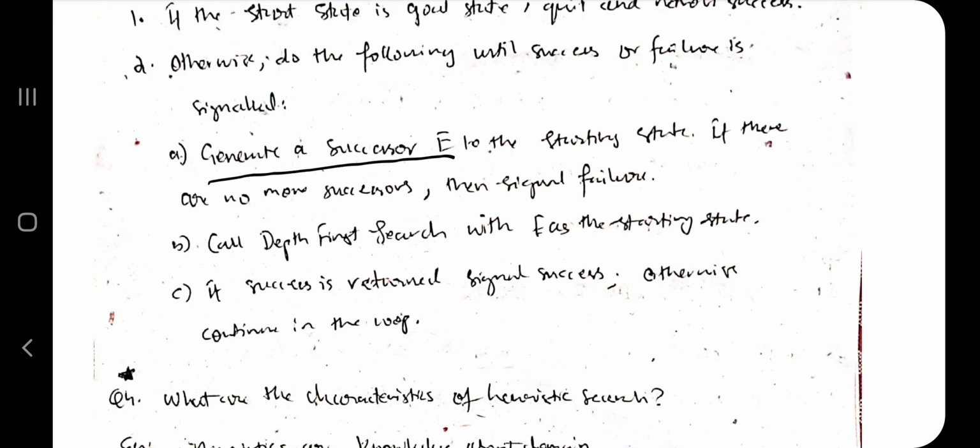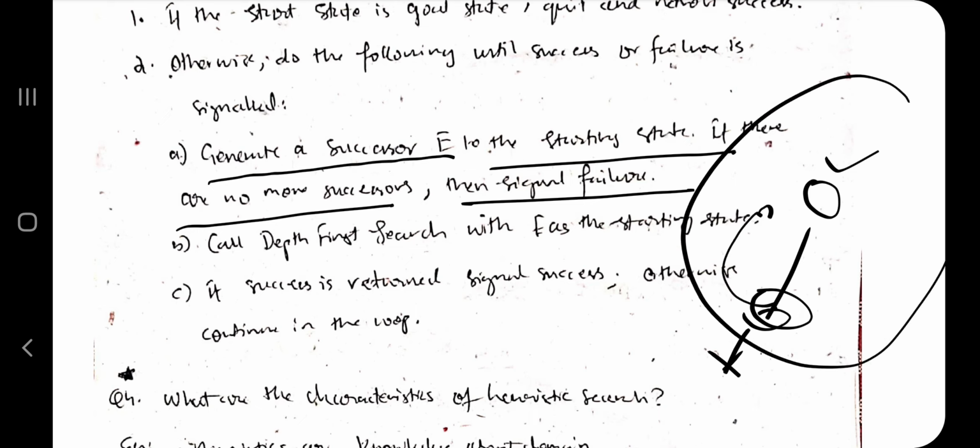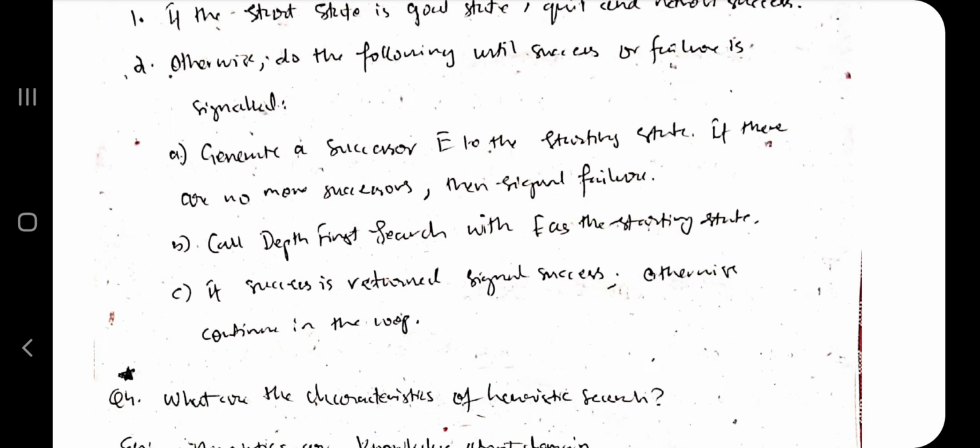Generate a successor E. Successor means just the child node. If I am present here, this is the successor. If there are no more successors, then signal failure. If here no more successors are there, then failure will be returned from this node. But it does not mean that the whole tree is a failure. Only this node has failure because it has no more children. Then call the depth first search with E as the starting node.